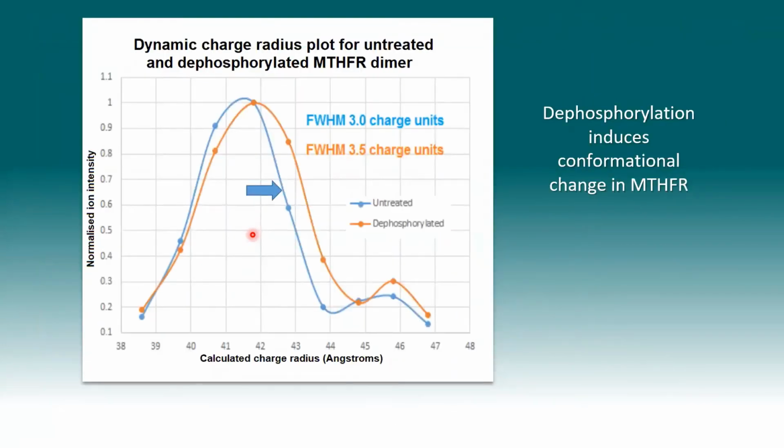We can see the same phenomenon here. This is an enzyme, MTHFR. It's a dimer. And what we have done here is plotted the dynamic charge radii for the phosphorylated protein and the dephosphorylated protein. And what we see is that dephosphorylation causes a shift in the conformation, making the protein have a larger surface area. So dephosphorylation for MTHFR induces a conformational change and an increase in charge radius.